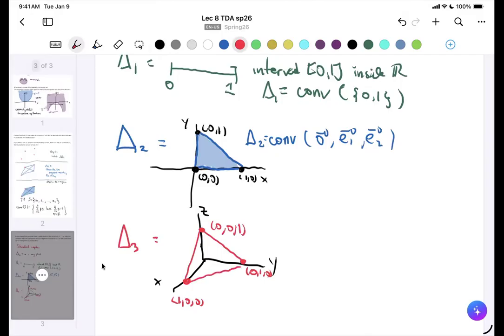Again, if I try to color it, the picture looks too messy, but just imagine that the inside is filled in. The interior is included, so it's a solid pyramid, if you want to call it that. It's genuinely three-dimensional because you can go towards the inside. It's not just the faces of the pyramid. And what is that? It's the convex hull of the origin together with E1, E2, E3, or i, j, k.